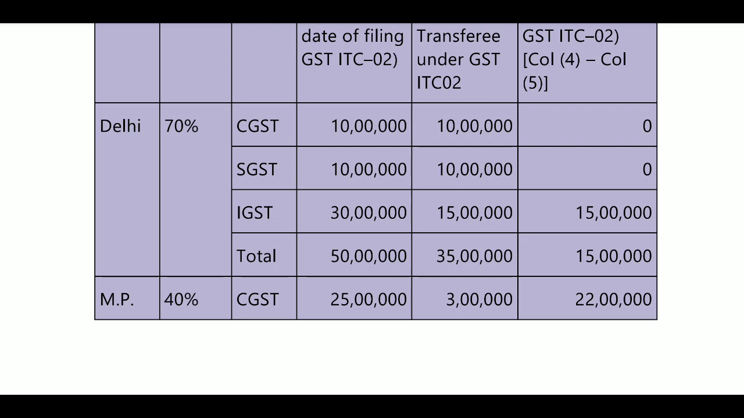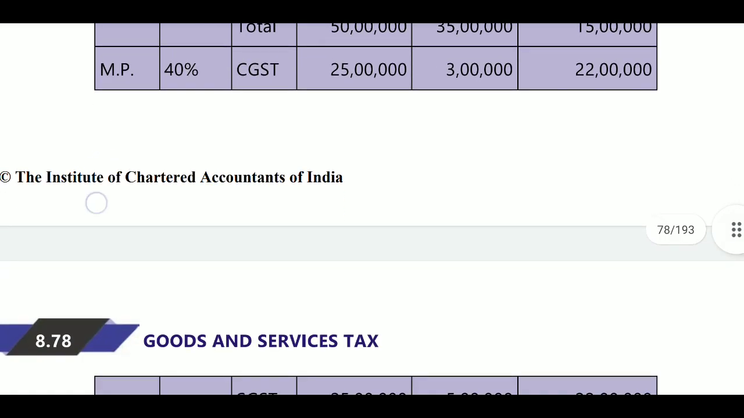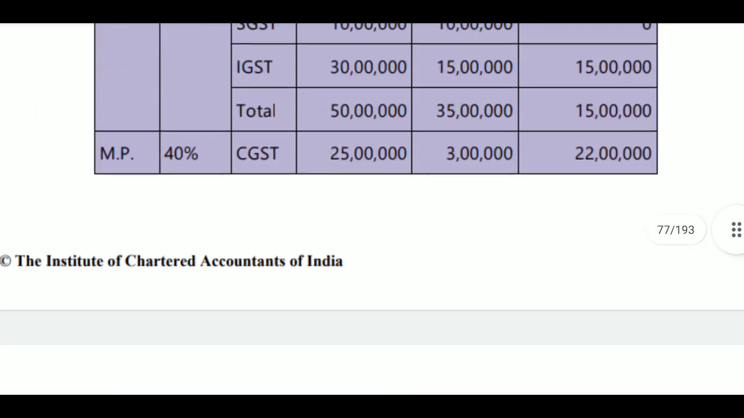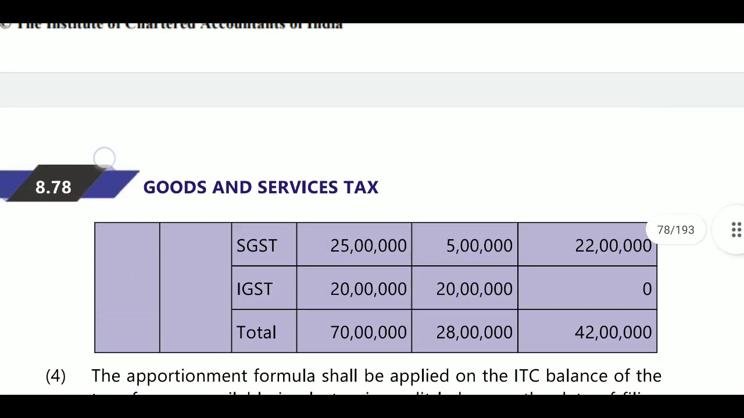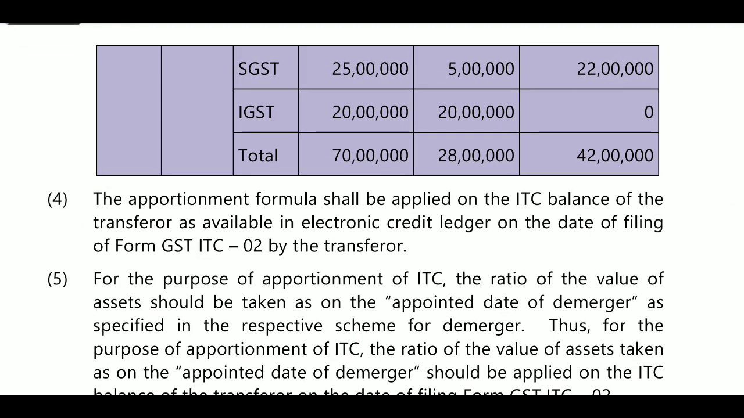Next, the MP 40% case: CGST 25 lakhs, SGST 25 lakhs, IGST 25 lakhs. How much is he transferring? 3 lakhs, 5 lakhs, 20 lakhs. So he is transferring only some amounts, and the remaining balance will be 22 lakhs. Or, 20 lakhs upon 22 lakhs, 42 lakhs. Upon 70 lakhs, he is transferring 20 lakhs and the remaining will be 42 lakhs.